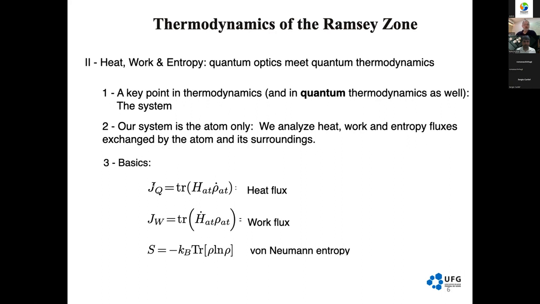Here are the basics. The heat flux is given by this formula, and for having work, we have to have a variation in the Hamiltonian. This is important. And we use the von Neumann entropy as the entropy relevant for our study. This is a well-known result from quantum thermodynamics. Quantum thermodynamics is a flourishing field. It's receiving a lot of attention.